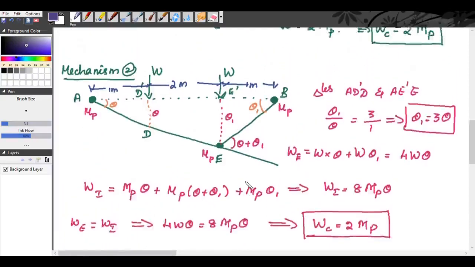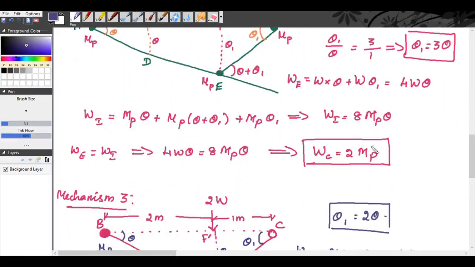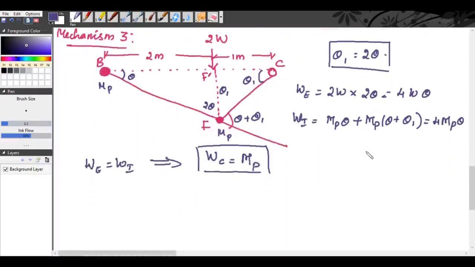For the first mechanism, the collapse load is 2 times MP. The second mechanism, the collapse load is 2 times MP. And the third mechanism, the collapse load is MP, from which we conclude the collapse load WC will be equal to 2 times... Plastic moment, we will take the largest, highest value, and the collapse load we will take the least value.